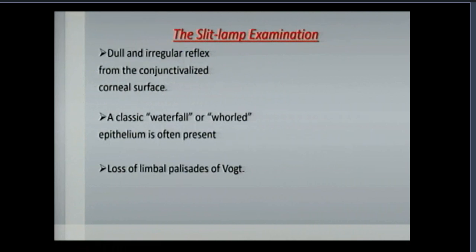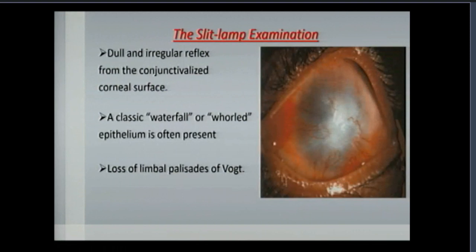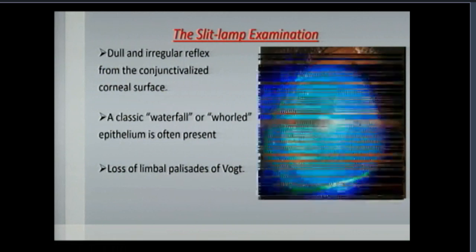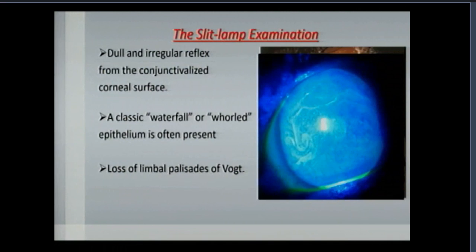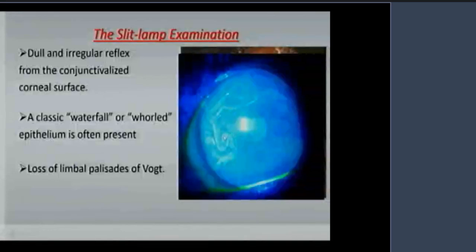So slit lamp examination, the first thing is that you will see a dull, irregular reflex that is representing the conjunctivalized corneal surface. And if you examine the limbal area, you will find that there is loss of limbal palisades of Vogt. If you put fluorescein and wait for 5 minutes, you will find the classic waterfall or whorls of epithelium. This is very characteristic of stem cell deficiency.